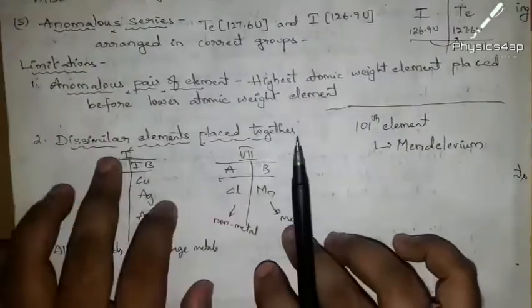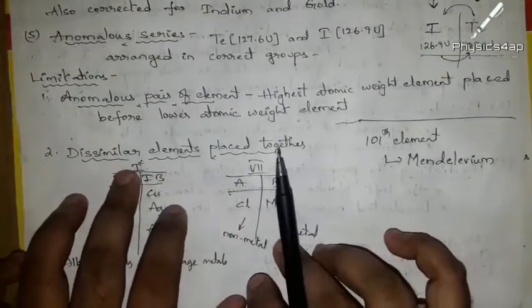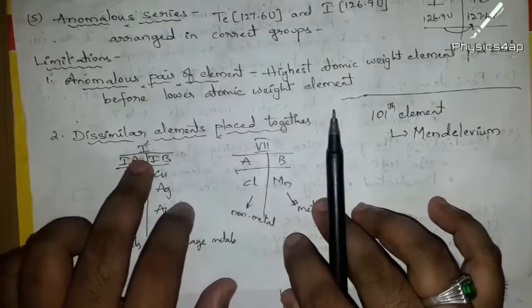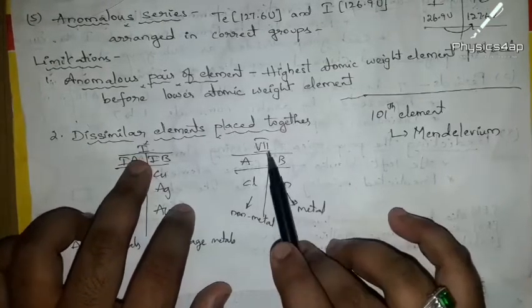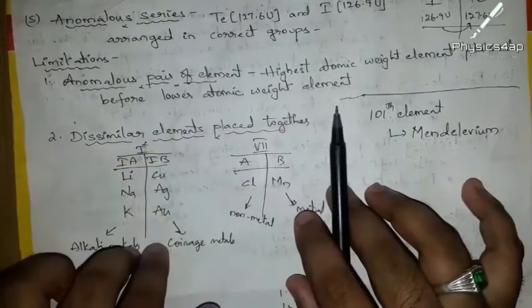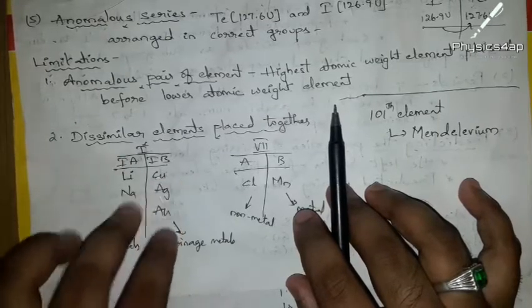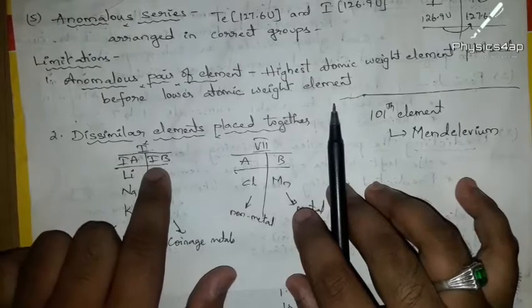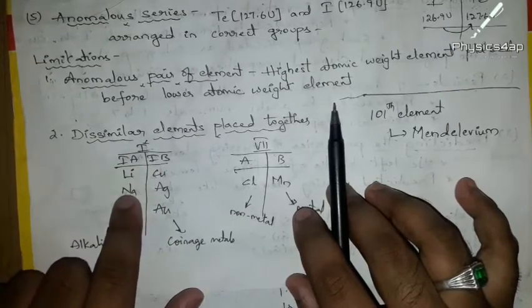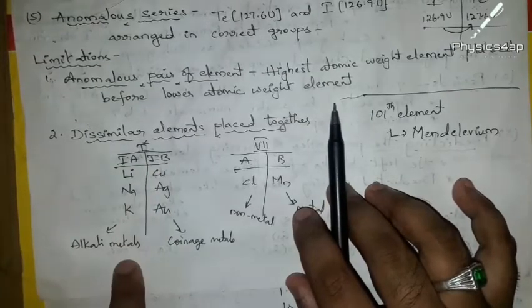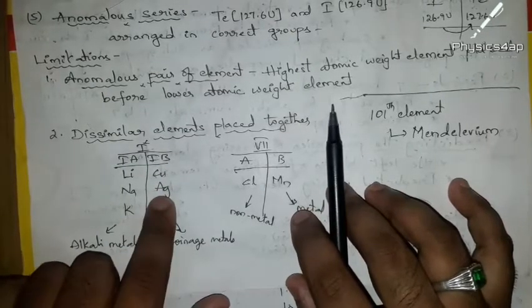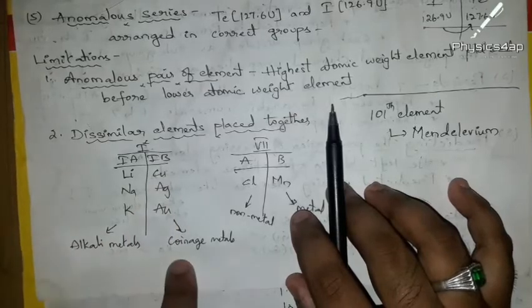Now next, coming to the dissimilar elements, he has placed them together. As I told you before, whether it is the first group, the 8th group or the 7th group, the group properties should be the same. Like if we see the first group, we have subgroup 1A and 1B. In 1A we have lithium, sodium, potassium, which are alkali metals, and 1B has copper, silver and gold, which are called coinage metals.